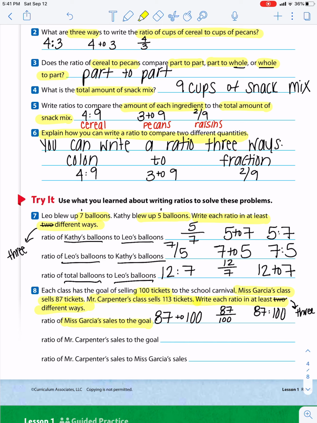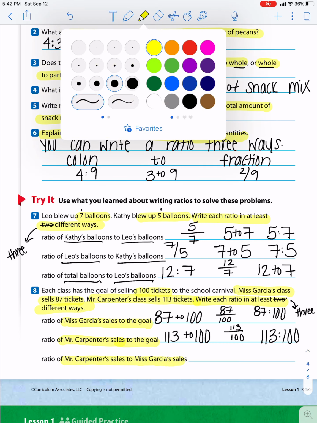Then we have Mr. Carpenter's sales to the goal. Mr. Carpenter had 113 to 100. 113 over 100. And finally, 113 colon 100. Our final problem is super simple. This is the ratio of Mr. Carpenter's sales to Miss Garcia's sales.